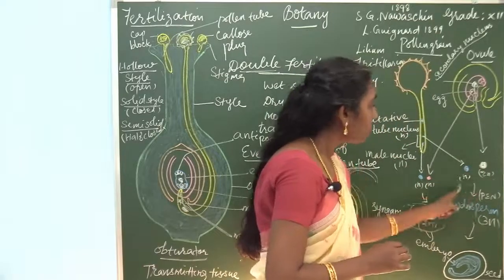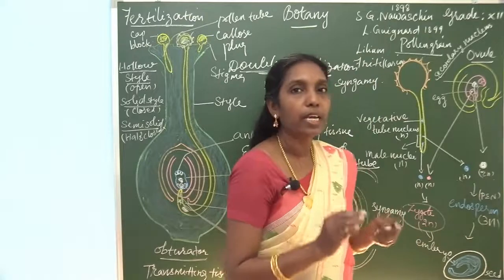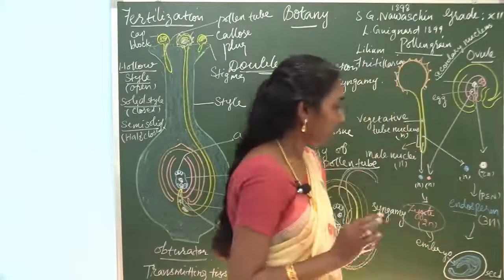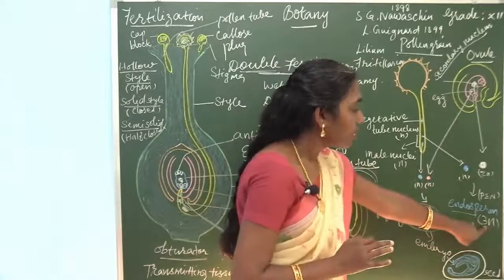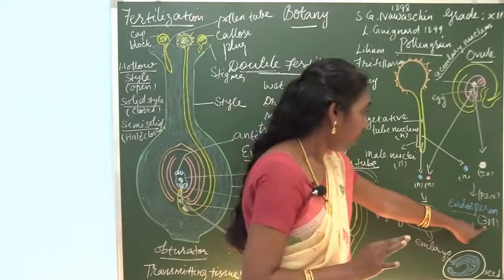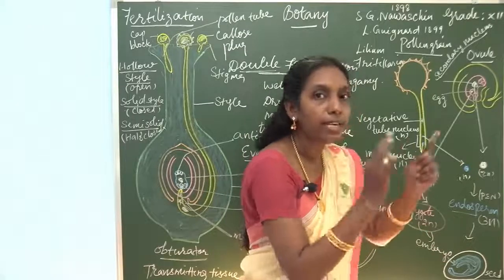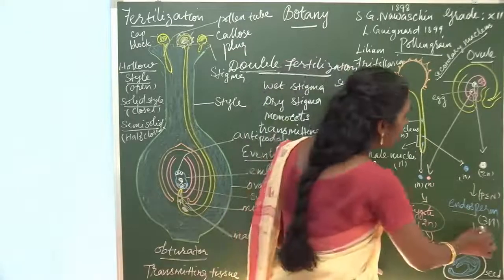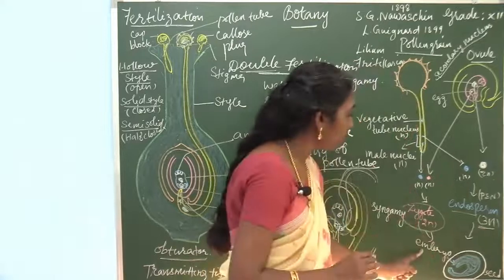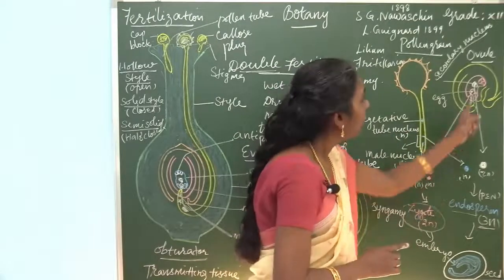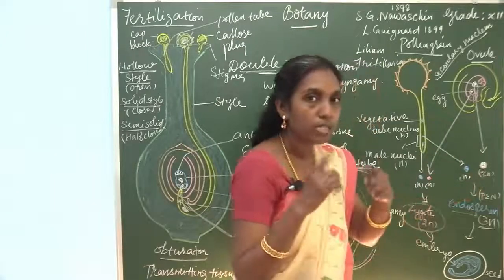Now after this fusion, the primary endosperm nucleus is formed, which forms the endosperm. So this is 3n in number. The endosperm is 3n in number. Zygote is 2n, male gamete is n, and this secondary nucleus is 2n.